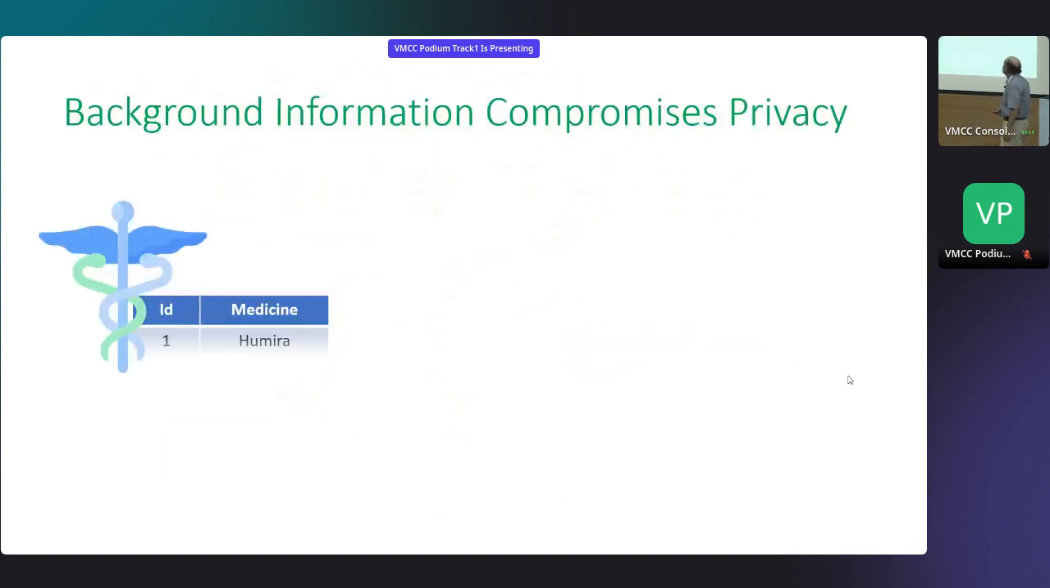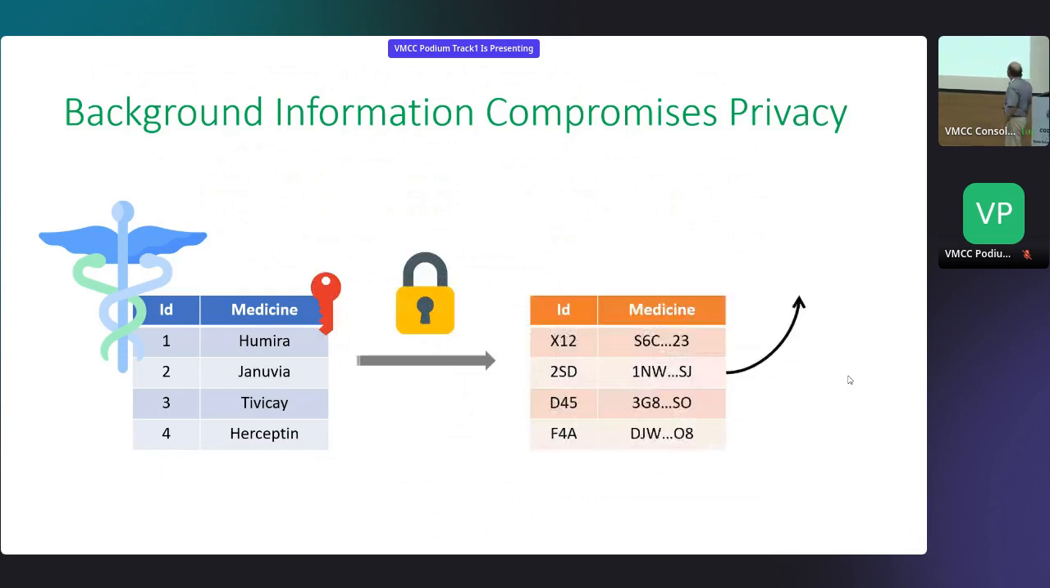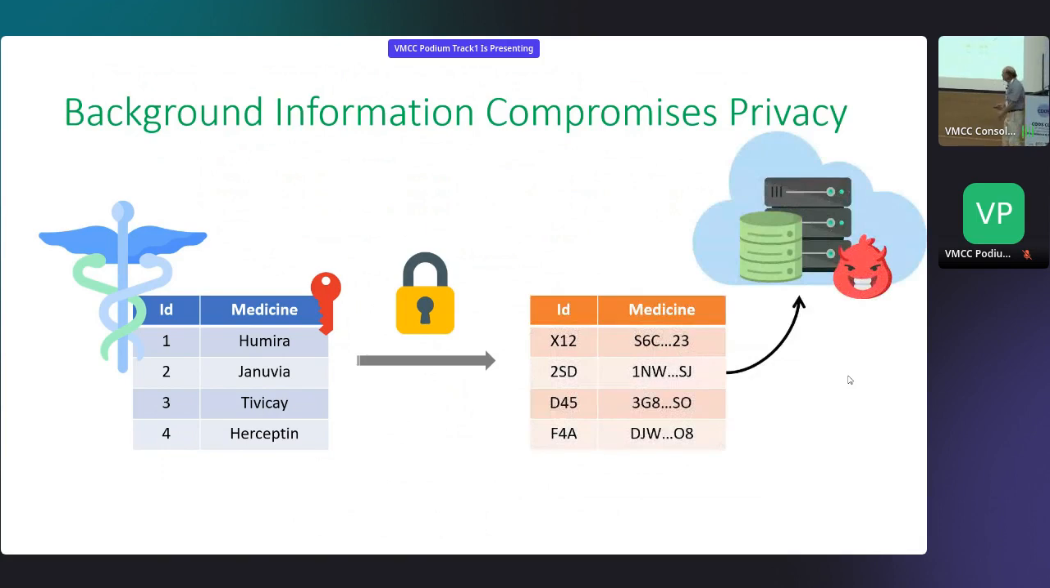So here is another example. You have a medical database with different types of medicines, and let's say it's encrypted. So you store it in the database and it's gibberish. As far as the database, the provider, is concerned, it's all just strings of zeros and ones that they don't understand what it means.